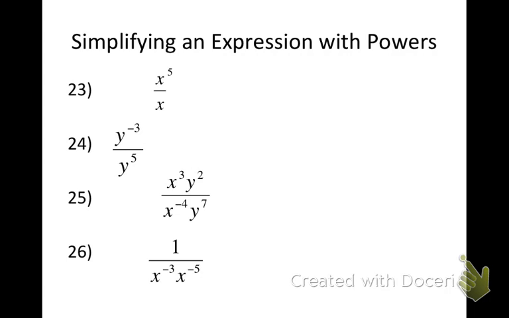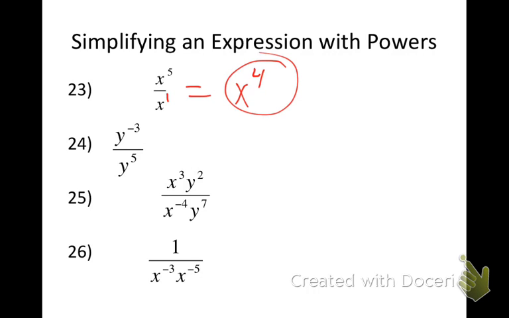23. I have x to the 5th over x. What is my exponent in the denominator there? What's the missing exponent? If there's no exponent, it's implied what number? It's implied always 1. It's always an implied 1. So when I divide now, what do I do with exponents? When I divide, I'm going to subtract. So I take 5 minus 1. My answer is going to be x to the 4th.